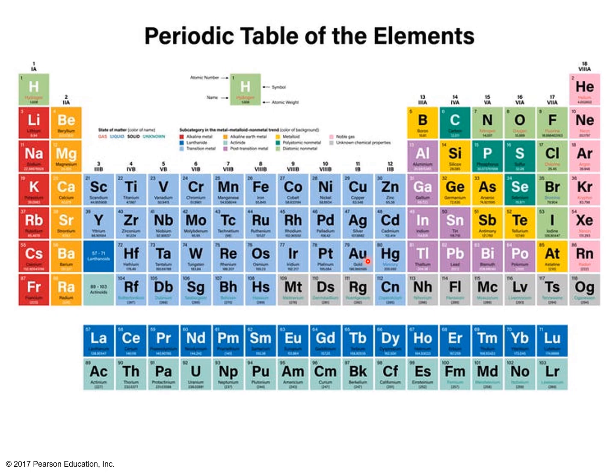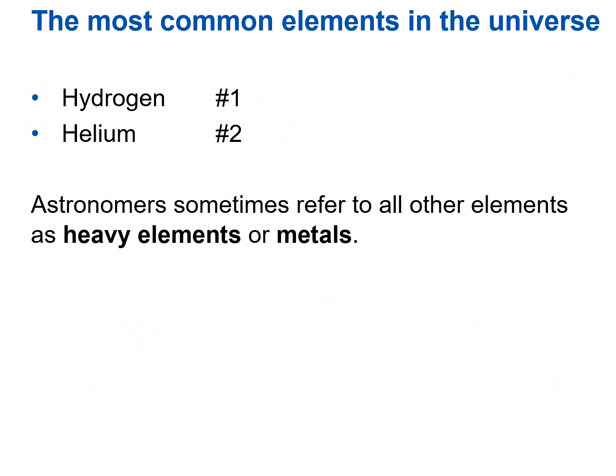You don't have to memorize them, except you should know hydrogen number 1 and helium number 2, because those are the most dominant elements in the universe. So most common elements in the universe, hydrogen number one, helium number two. Now you can think of those numbers there as the rankings, meaning hydrogen is the number one most common, helium is the number two most common, but also those are their atomic numbers. Hydrogen is element number one, helium is element number two. Astronomers sometimes refer to all other elements as heavy elements or metals.